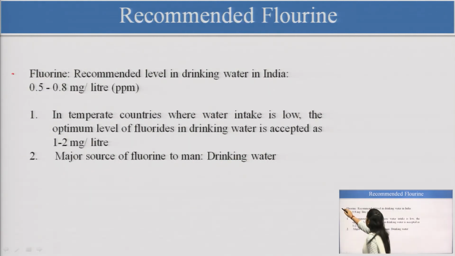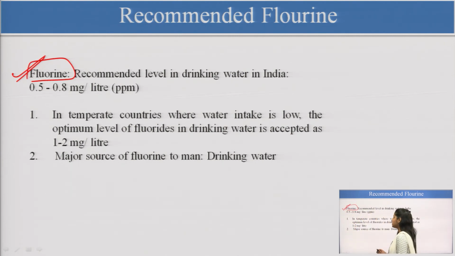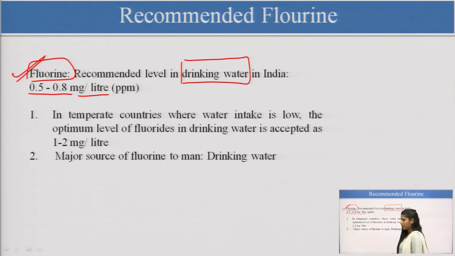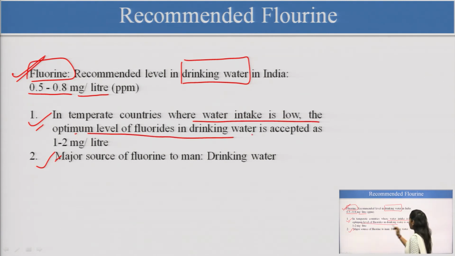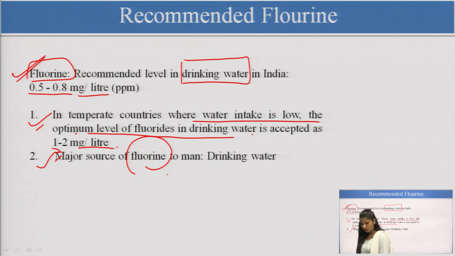Now coming to the other supplements like fluorine. Fluorine is also required for the body. What is the ideal concentration? 0.5 to 0.8 mg per liter. And this fluorine we are taking in the drinking water. In temperate countries where water intake is low, the optimum level of fluoride accepted in the drinking water is 1 to 2 mg per liter. The major source of fluorine a person takes is through water only.